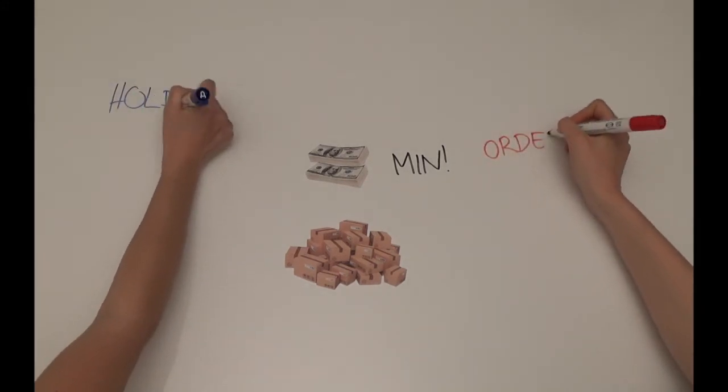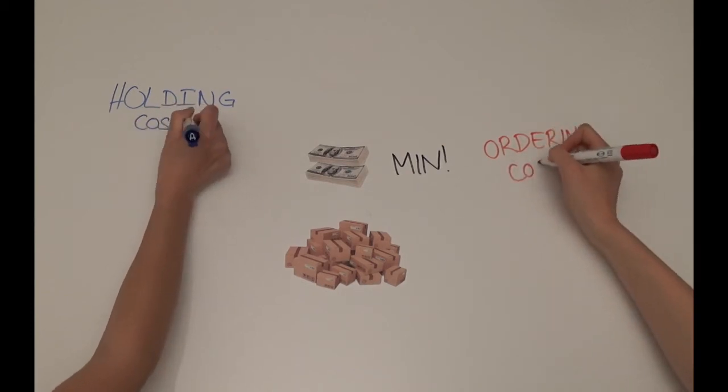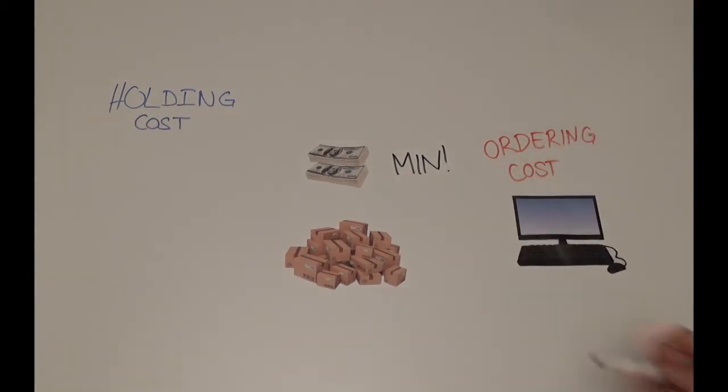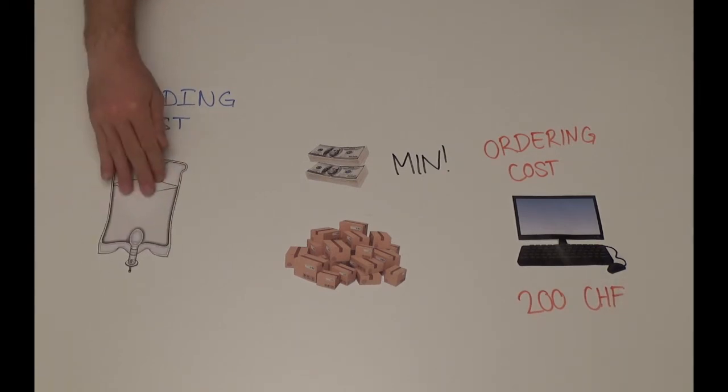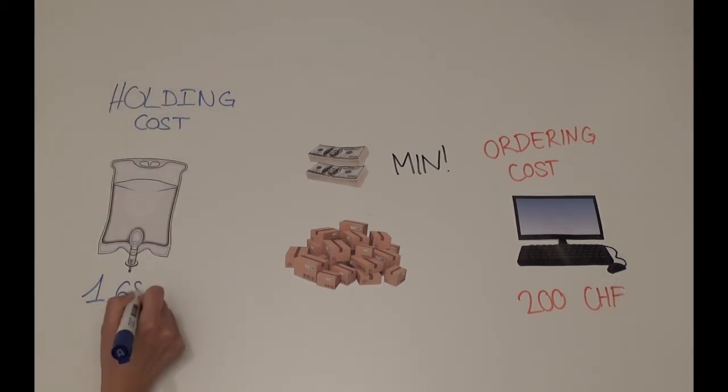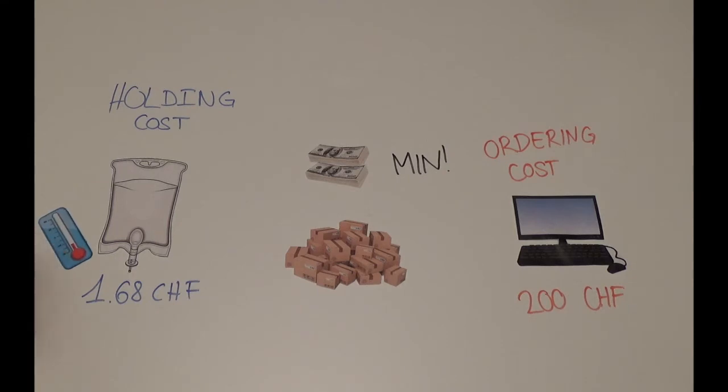Firstly, we have to identify the costs per order. In our case, this is an administrative expenditure of 200 Swiss francs per order placed. The next variable we have to determine is the holding cost. This is 168 Swiss francs per unit per year. The holding costs of infusion bags are quite high compared to their price. This is due to the fact that they are heavy, must be held at a specific temperature and are also fragile, so they can't be stacked on one another.